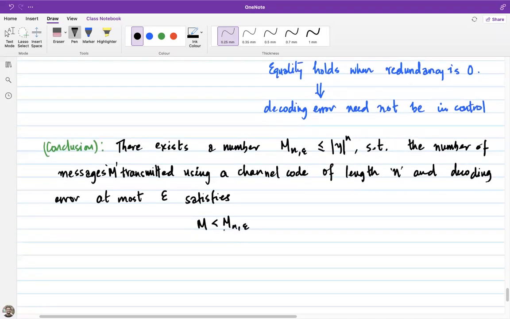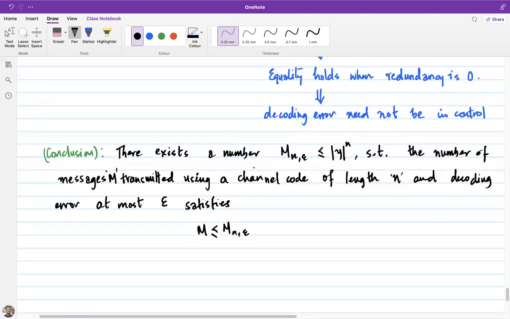So you note that on the right-hand side, there is a dependence on the subscripts, which are n and epsilon. This is because the better epsilon you want, the lesser the number that you get for the maximum number of messages. So this m with subscripts n and epsilon should be interpreted as the maximum size of a code, or the channel code.